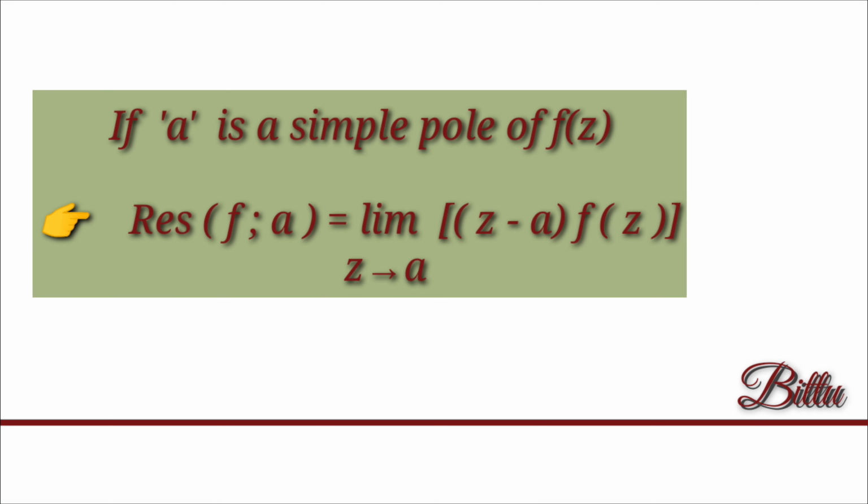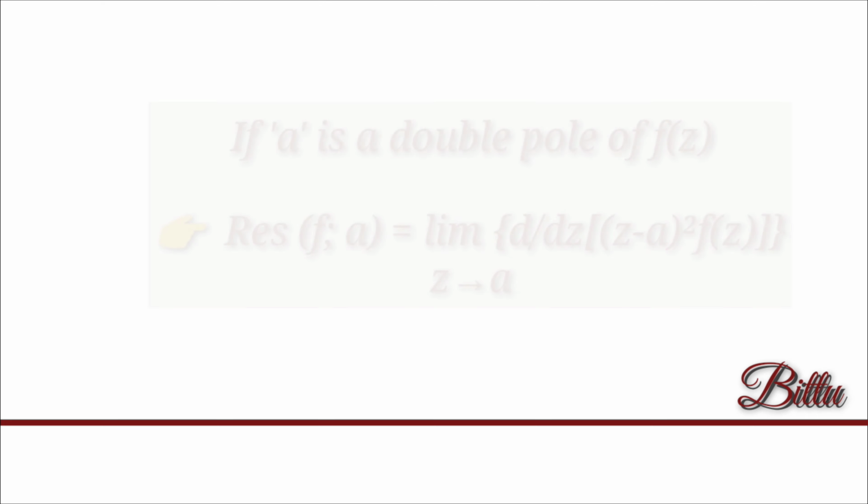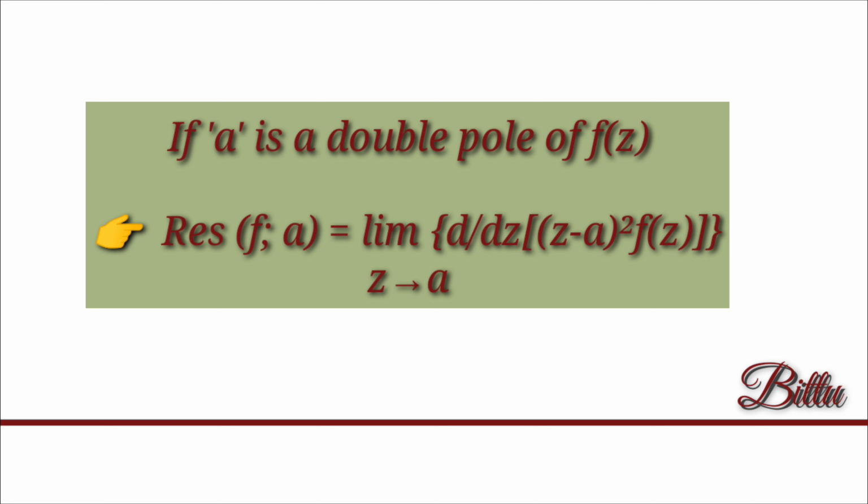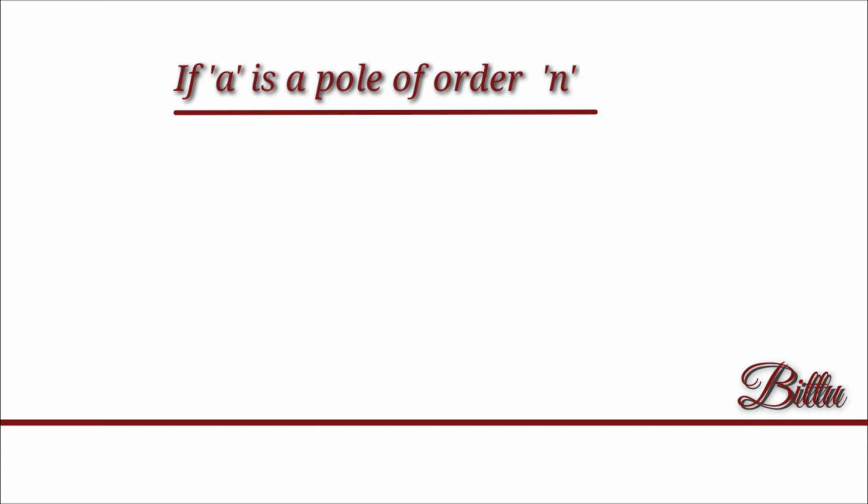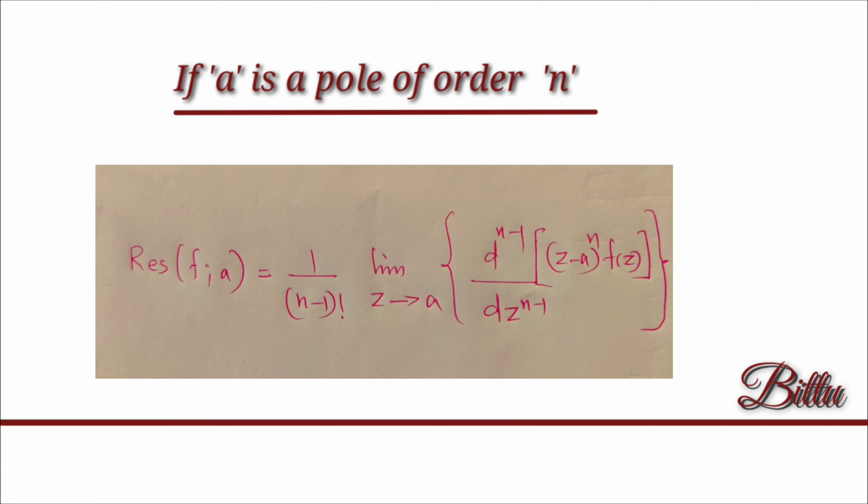Result number 1. If A is a simple pole of f(z), the residue of f at A is the limit as z tends to A of (z minus A) into f(z). Result number 2. If A is a double pole of f(z), the residue of f at A is the limit as z tends to A of the first derivative of (z minus A) the whole square into f(z). Result number 3. In general, if A is a pole of order n, the residue of f at A is 1 by (n minus 1) factorial, limit as z tends to A of the (n minus 1)th derivative of (z minus A) the whole raised to n into f(z).